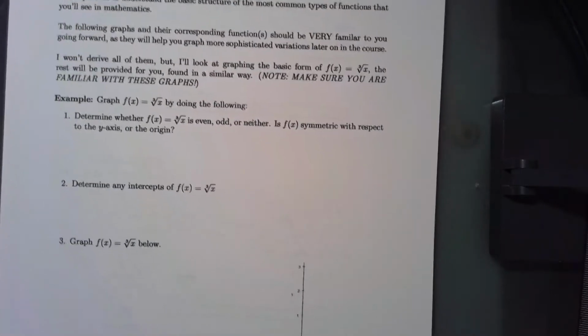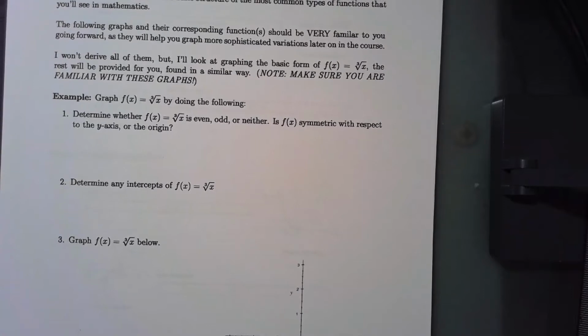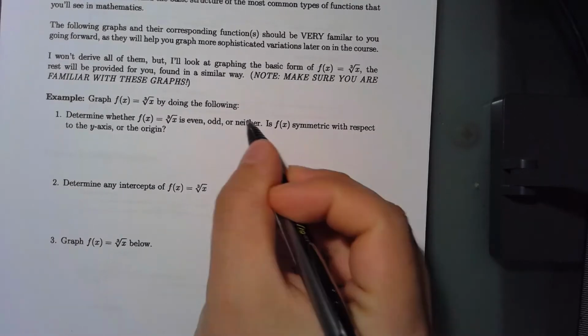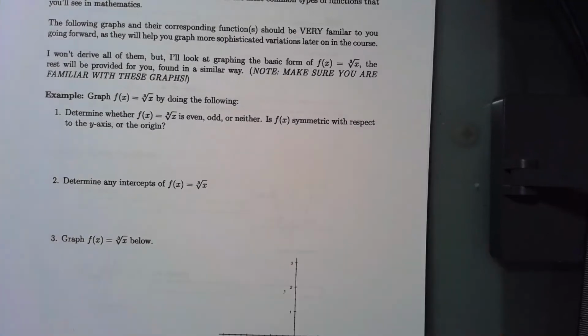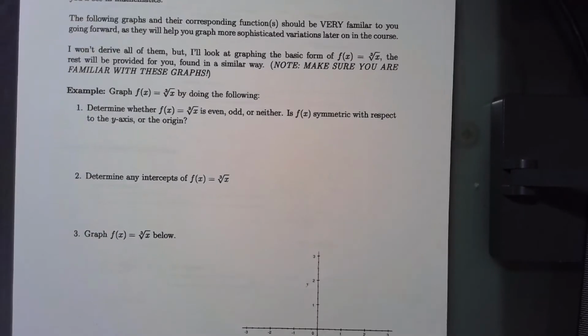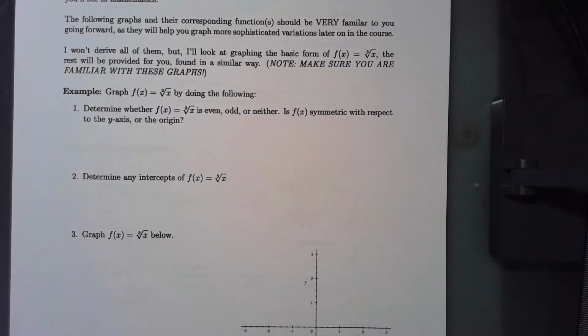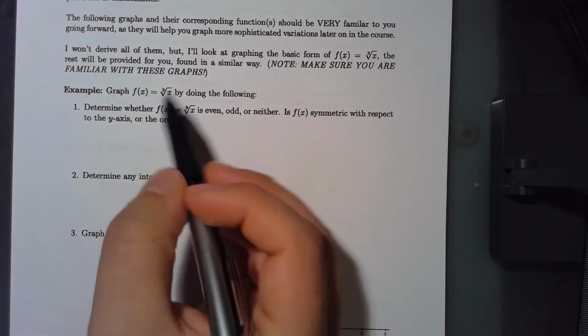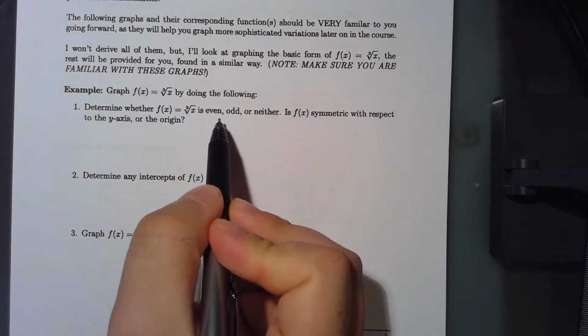So just as a warm-up exercise, we're going to look at graphing the function, the cube root of x. Okay? If we're going to look at that, the way we can get a structure of these graphs is by looking at symmetry. So determine whether the function, the cube root of x, is even, odd, or neither.